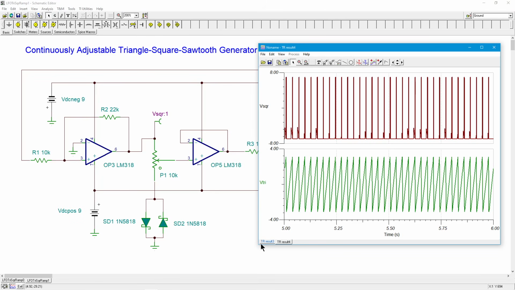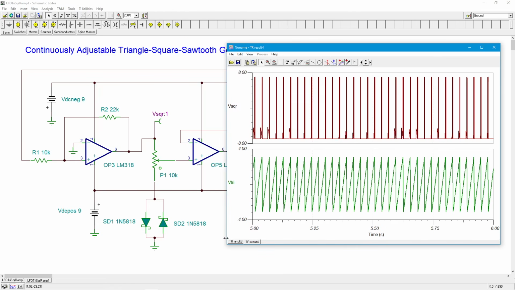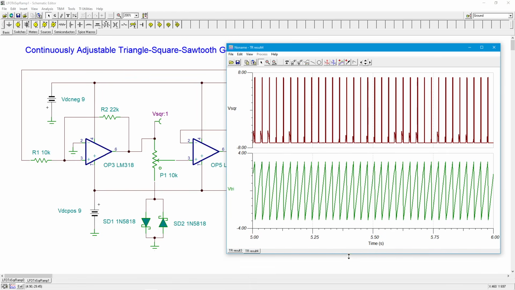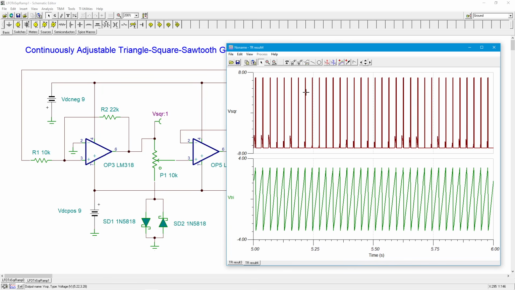And there we go. All right. Bring this out so we can see it a little better. All right, so here's the square wave output. You see those little pulses. And as expected, the duty cycle on here is changing right along with the symmetry on the triangle.